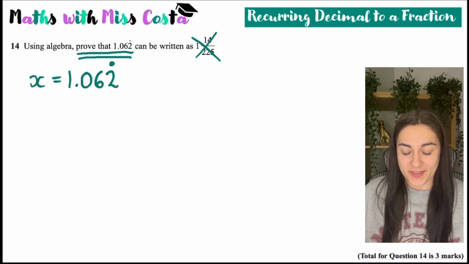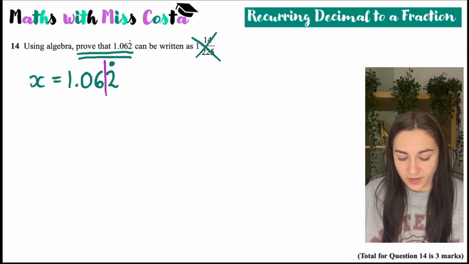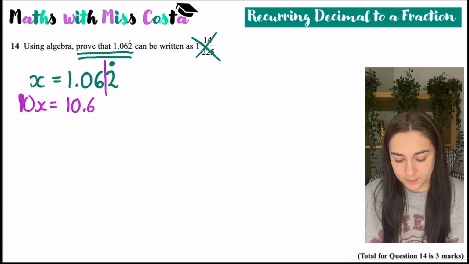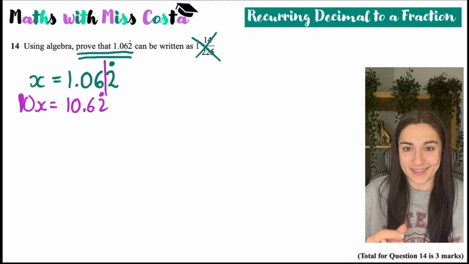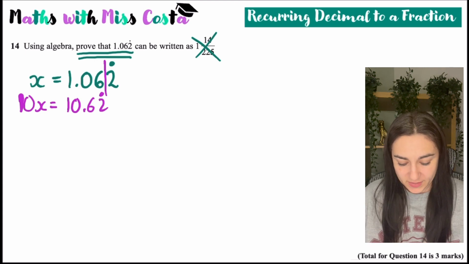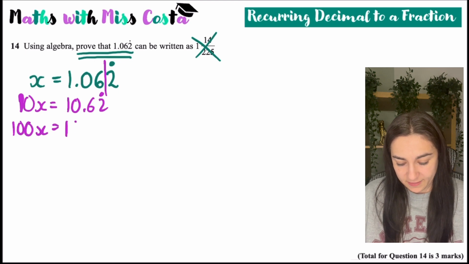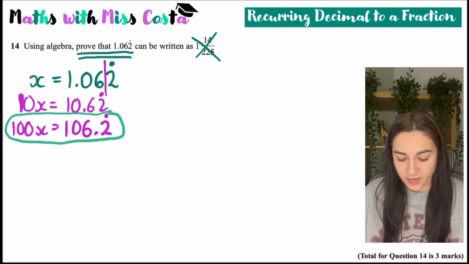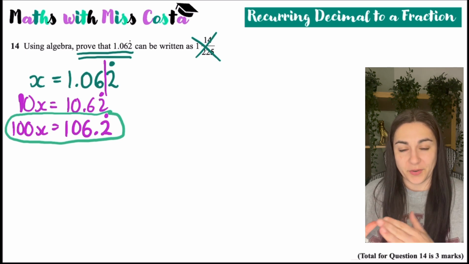Now, the key thing with things like this is that you have got a recurring part to this decimal. So what you want to do is multiply out the decimal so that the recurring part is on its own. So if I multiplied this by 10, what would happen? Well, that would become 10.62 recurring. I've still got the 6 after the decimal point, so I'm not only left with the recurring bit. So I then want to multiply it by 10 again. That would give me 106.2 recurring. Okay, so I've achieved my first aim, which is to get the recurring part of the decimal just on its own after the decimal point.